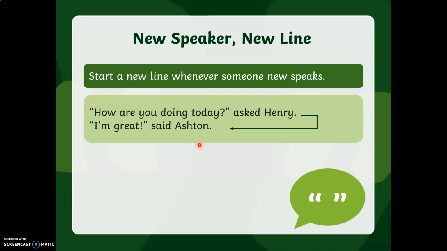Okay, when there is a new speaker, there is a new line. Let's have a look at this example. "How are you doing today?" asked Henry. "I'm great," said Ashton. We've got two speakers here, so we start a new line each time a new speaker starts to talk. The direct speech in this sentence is, "How are you doing today?" We have the quotation marks at the beginning of the direct speech and at the end of the direct speech. Once again, the punctuation for the direct speech is always inside the quotation marks.